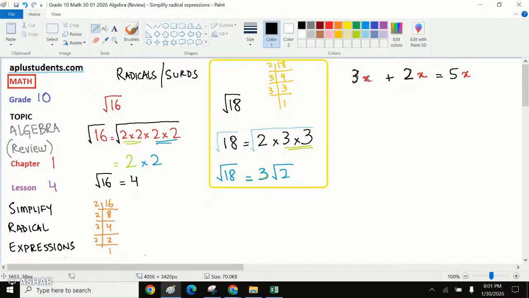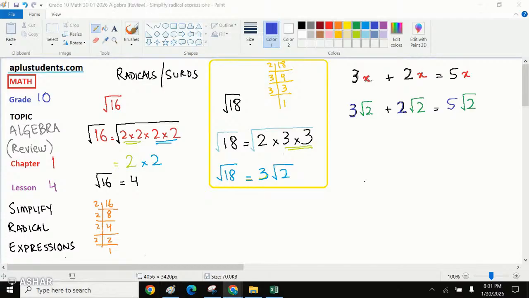The same rule applies for radicals, okay? So if I would say 3 square root of 2 is added to 2 radical of 2, right? We consider the radical as the same variable. That means root 2 stays as the common, and 3 plus 2 would be, what is 3 plus 2? In this case, 3 plus 2 comes out to be 5. Okay, this is known as the distributive property.